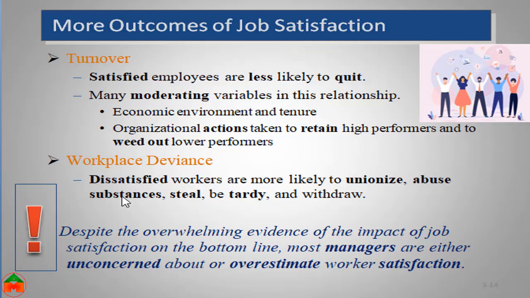On the other hand, if there are dissatisfied employees, there will be workplace deviance. Dissatisfied workers are more likely to cause problems in the workplace by stealing, by absenteeism, and limiting productivity, and they will show other work outcomes such as unionizing, tardiness and withdrawal. So these are the aspects that can result from dissatisfied employees. There will be workplace deviance from the dissatisfaction of the employees, and from job satisfaction there will be lower turnover.